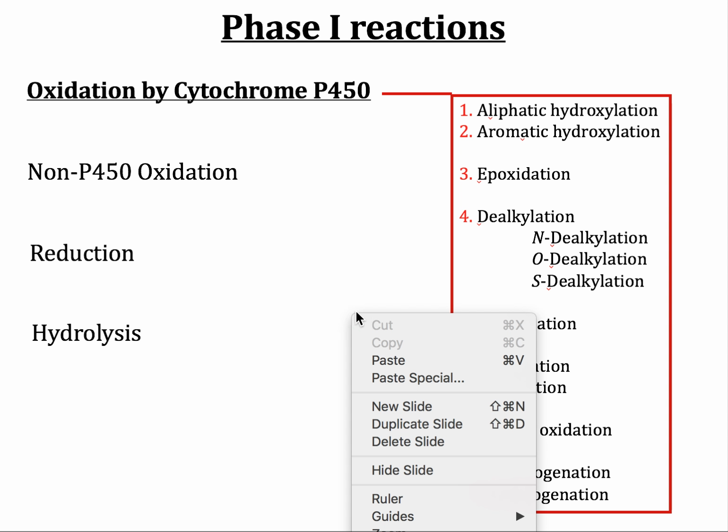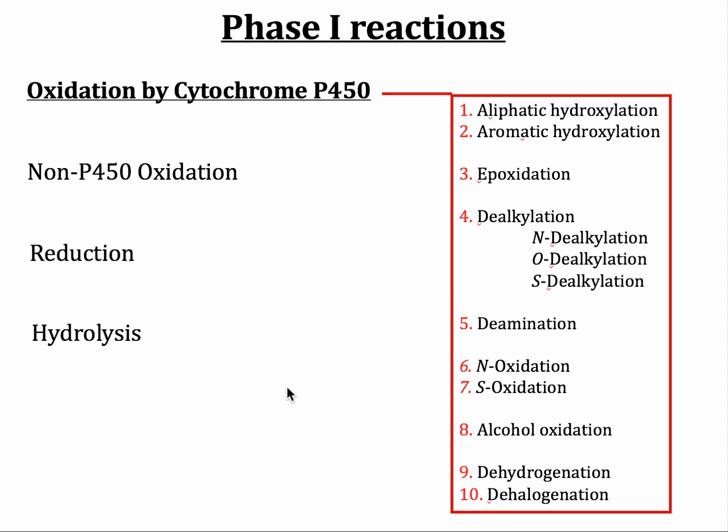Oxidation. Okay, so oxidation by cytochrome P450. Phase 1 oxidation can be split into two different types. Oxidation usually takes place by the most abundant enzyme found in the liver, which is cytochrome P450. Also, it can be by non-P450 oxidation.